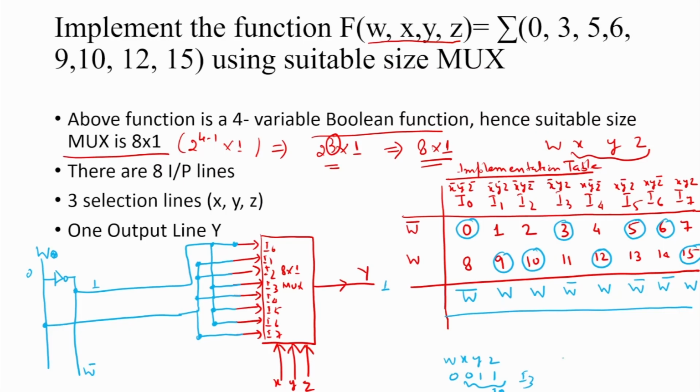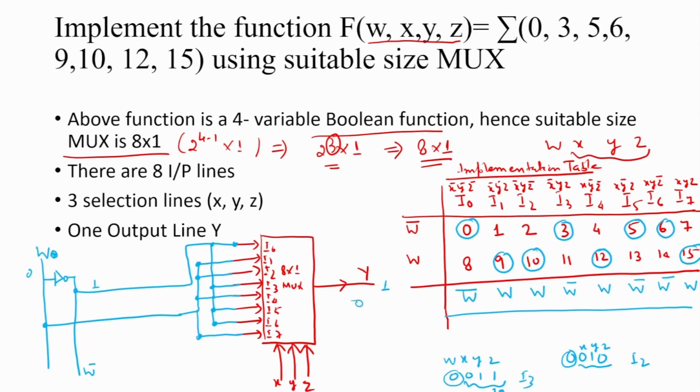Similarly, when we see that 0, 0, 1, 0 is not present in the representation of this Boolean function, what will be the value? These are x, y, z, the value of the selection lines are 0 and 0. This means the I2 input is active, and that goes to the output. Now the question is, what is the value of I2? Here W is 0, and I2 is connected from W, so the output Y is 0.